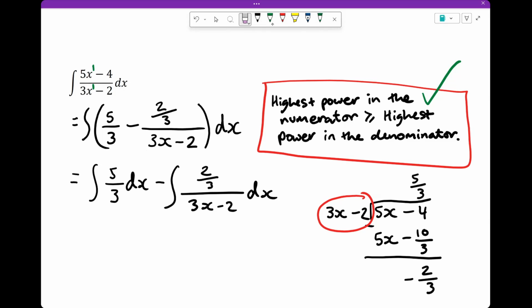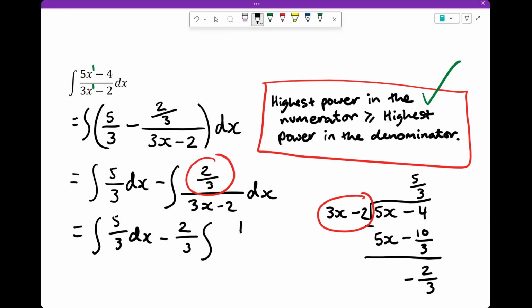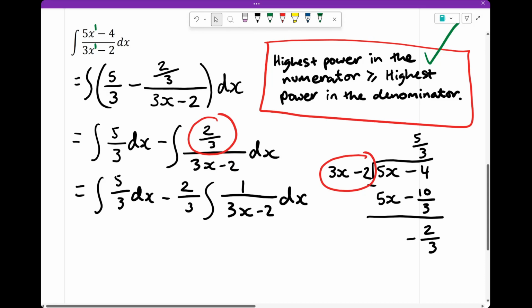And then I'm going to go further and just factor out the 2 over 3 in the numerator here. So I'd have the integral of 5 over 3 with respect to x, subtract 2 over 3, multiply by the integral of 1 over 3x subtract 2 with respect to x. You don't have to do that, but it just makes it look a bit neater. So let's go through and carry out these integrals.